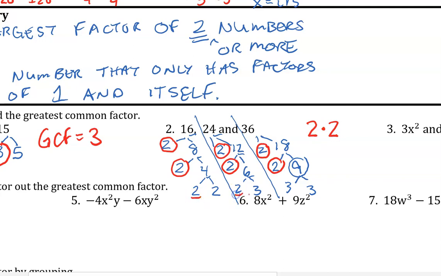On the first and the second numbers, I have a 2, but I don't have a 2 on this third number out of 36, another factor. I have a 3 and a 3 in my second and third, but I don't have a 3 as a factor for 16. So I've gone as far as I can. So my greatest common factor will be 2 times 2, or 4.